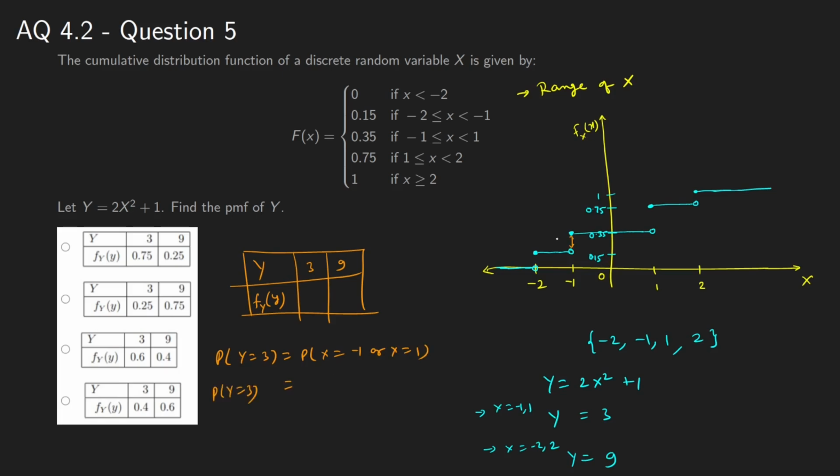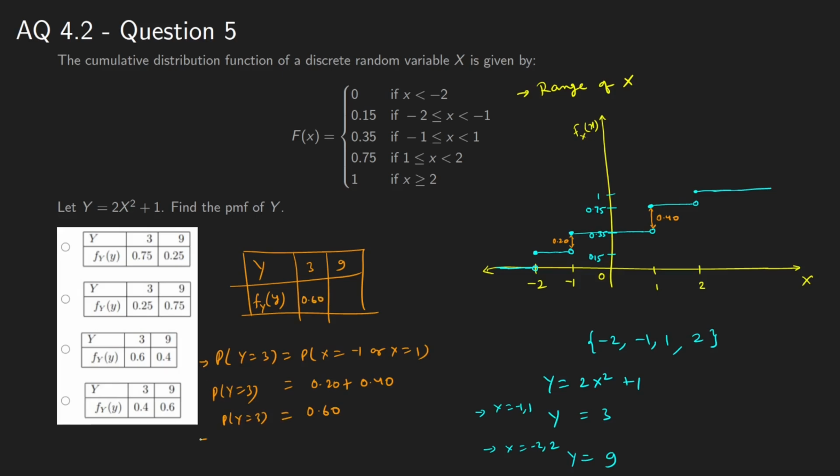So at -1 it is clearly 0.20. And at +1, what amount of jump is there? It is clearly 0.40. So we will add 0.20 plus 0.40. So the probability that y will take value 3 will be 0.60. We can put it here.